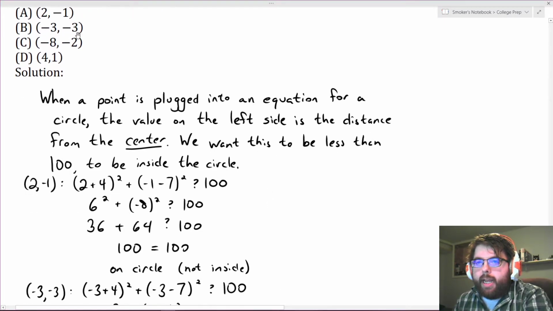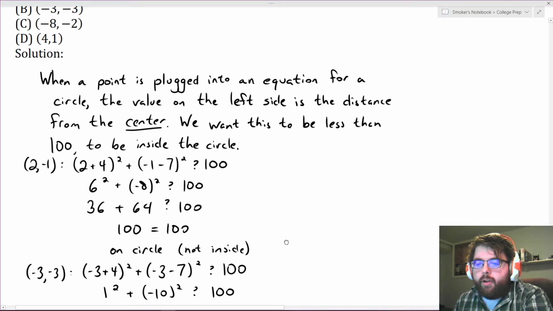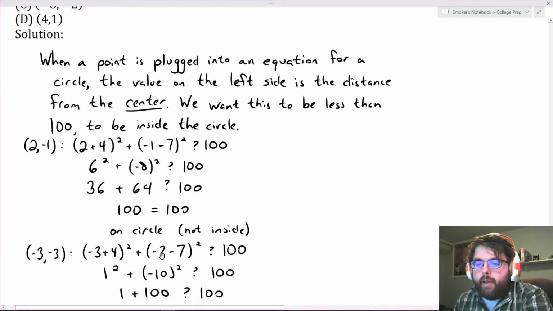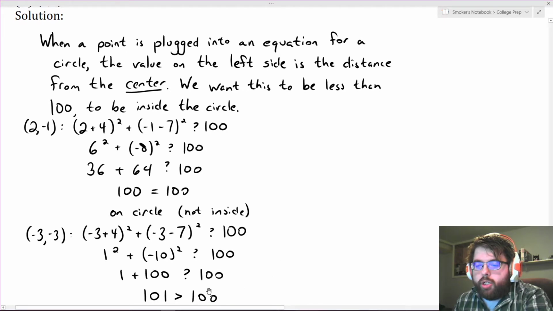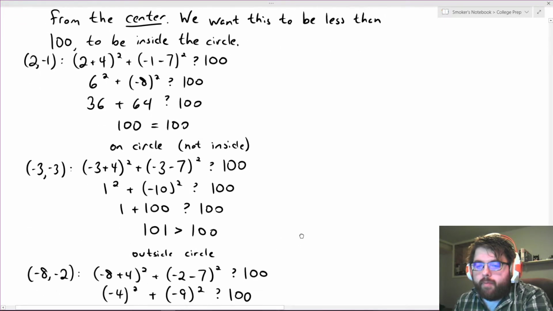I plugged in B, negative 3, negative 3. I know I just glossed over this, but these are very similar problems. Each of these, just the numbers that you get are different. When I plug in negative 3 plus 4, that's a positive 1. 1 squared is 1. Negative 3 minus 7 gives me negative 10. Remember, a negative squared becomes a positive. And I get 101, which is a little bit bigger than 100. So that means it's outside the circle.